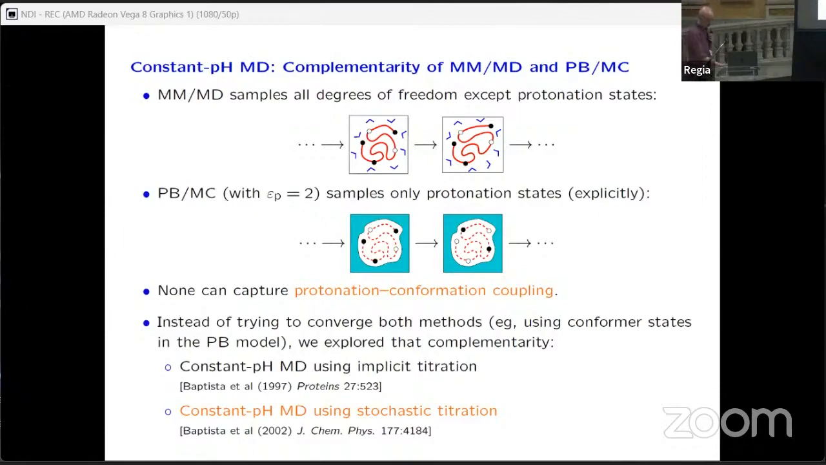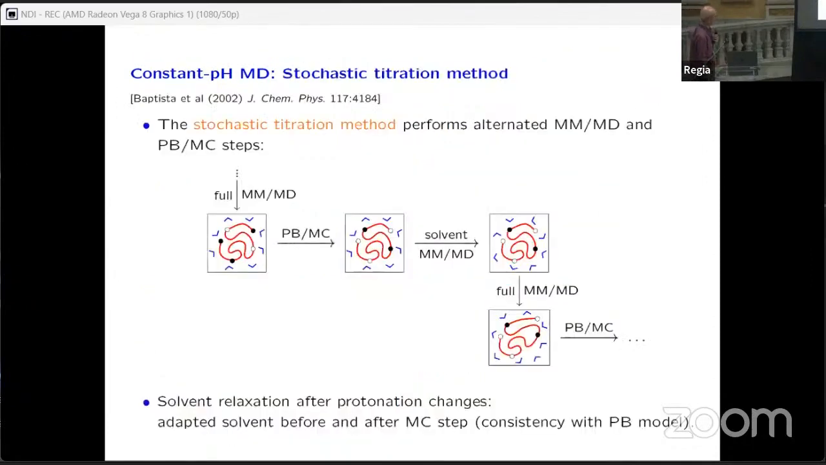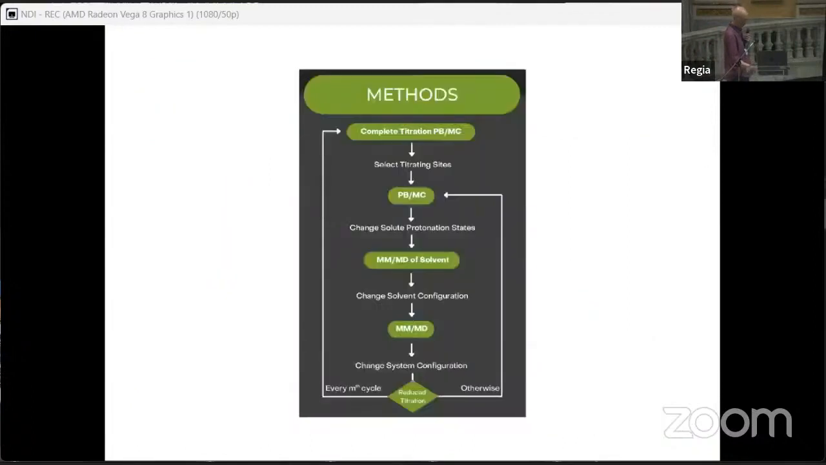And that's what we used. We used the so-called stochastic titration method that was already explained to you before. So basically you are doing an MD simulation, and from time to time you stop, you do a Poisson-Boltzmann and a Monte Carlo, and you get a new set of protonation states. Then you replace the protonation states in the protein, you relax the solvent a bit, and then you keep going. From time to time, you stop and do this. In this way, you get to sample conformations and protonation states, in a cyclical way, as shown here.